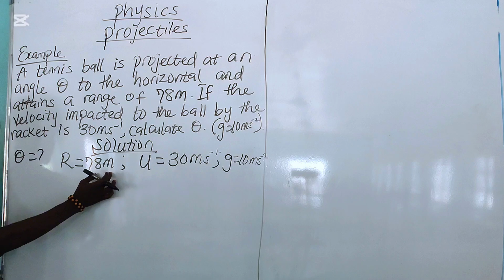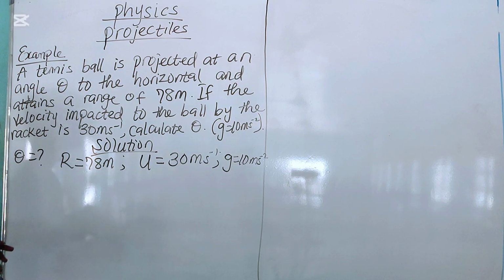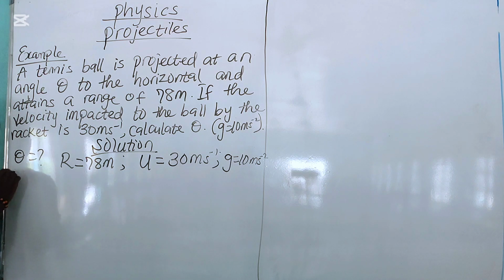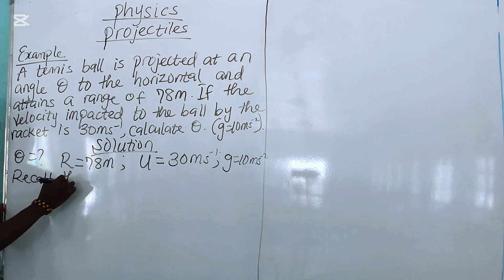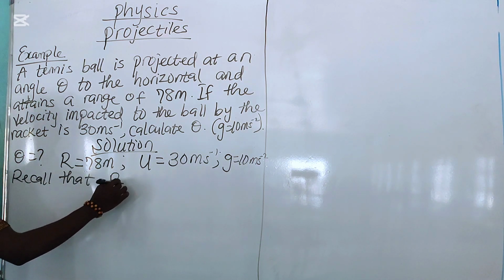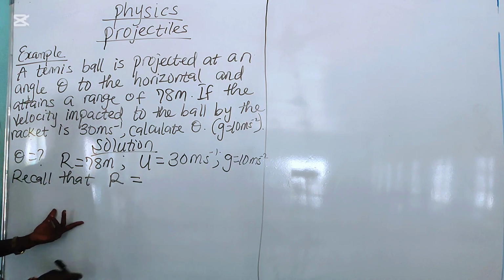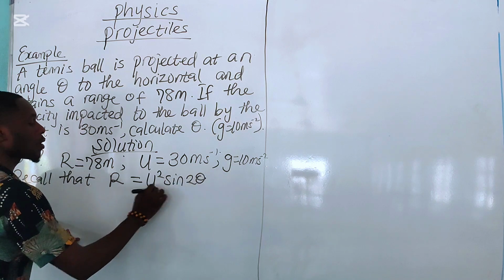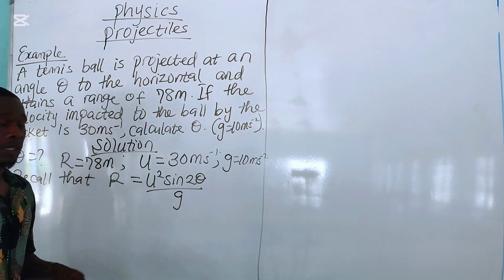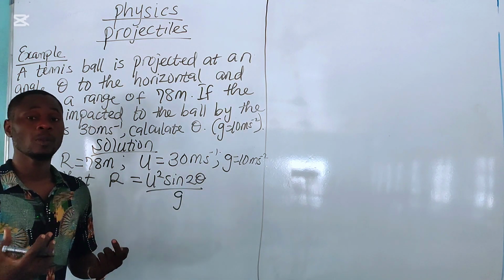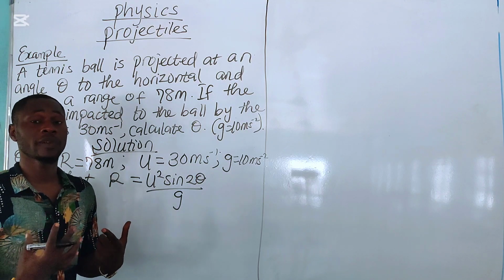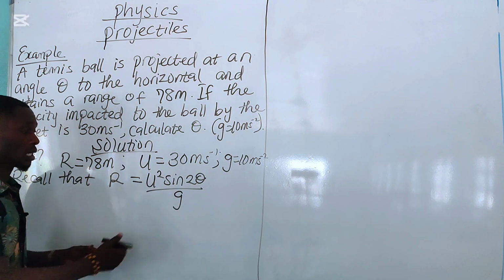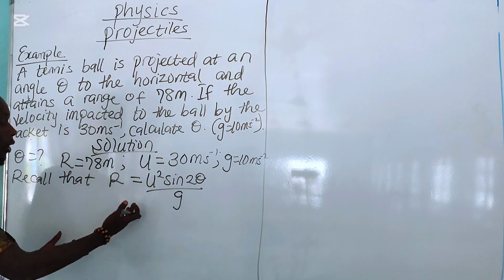Since we are given the range, we can actually obtain theta from the equation of the range. So recall that the range of a projectile is equal to u squared sine 2 theta over g. Please, if you don't know how we got this equation, go back to our first video and see how we derived the equation for the range of a projectile.